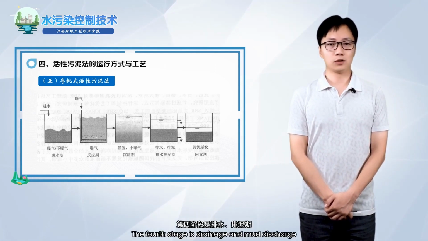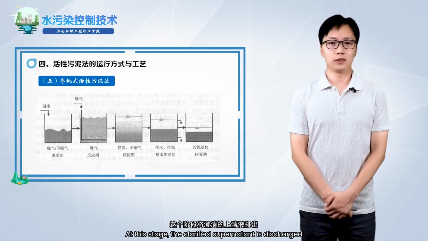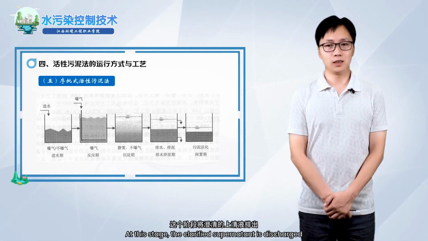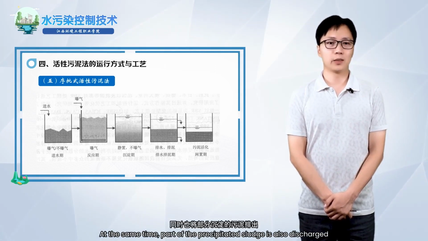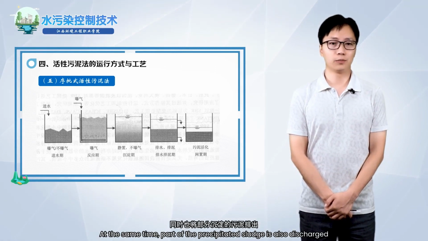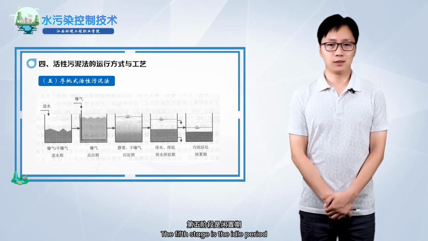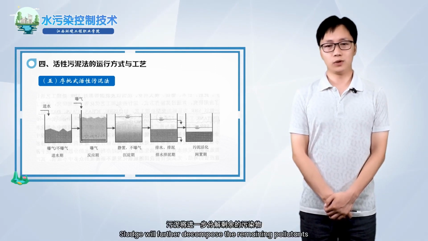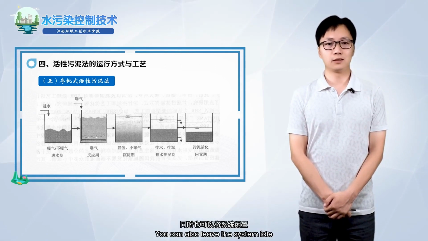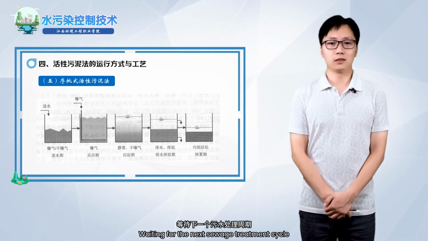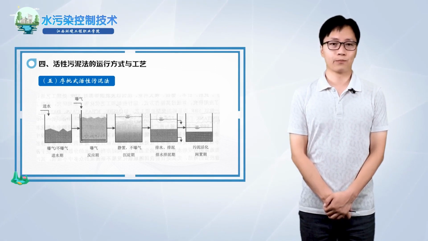The fourth stage is drainage and mud discharge. At this stage, the clarified supernatant is discharged, and at the same time, part of the precipitated sludge is also discharged. The fifth stage is the idle period. At this stage, sludge will further decompose the remaining pollutants. You can also leave the system idle, waiting for the next sewage treatment cycle.